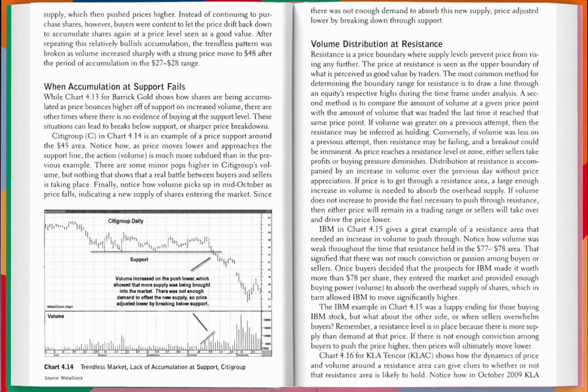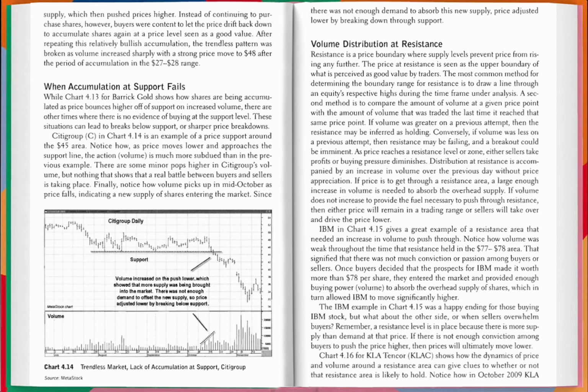The IBM example in Chart 4.15 was a happy ending for those buying IBM stock, but what about the other side, or when sellers overwhelm buyers? Remember, a resistance level is in place because there is more supply than demand at that price. If there is not enough conviction among buyers to push the price higher, then prices will ultimately move lower.